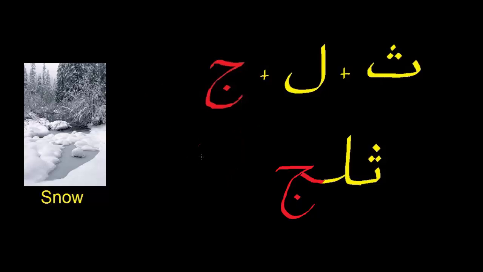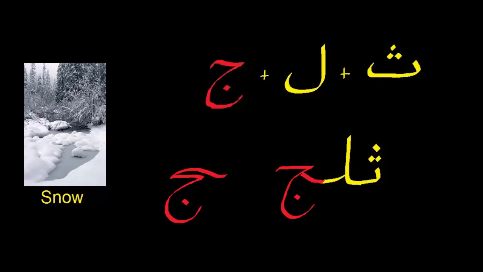Another way to write it at the end of the word is to simply take our connector line, go across, go back, and swoop around. And we put our Jim dot in the middle. And that's it for Jim at the end of the word. You'll notice it's similar in the Ha and the Kha.